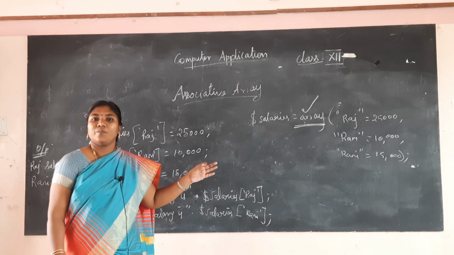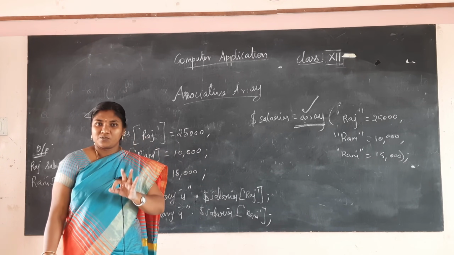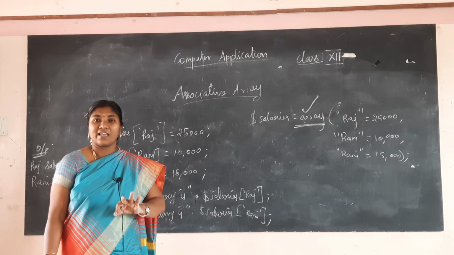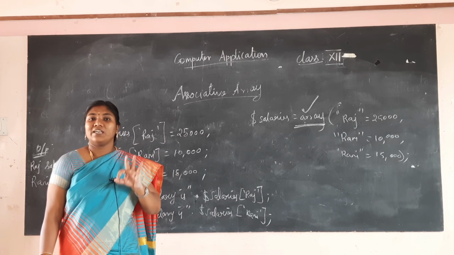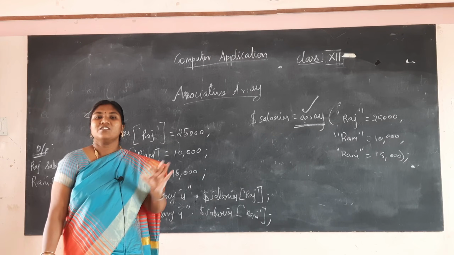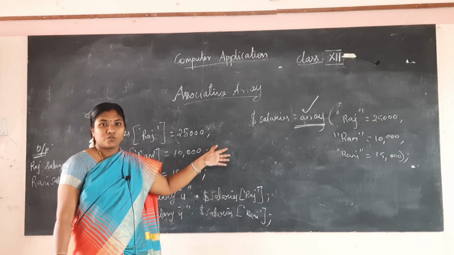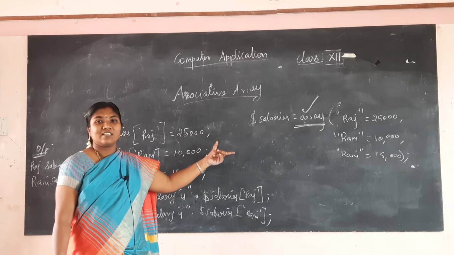Okay, so I think you will be clear with this. There are three types of arrays: index array, associative array and multidimensional array. In the last video I spoke about the index array and multidimensional array. In this video we have seen the associative array. So please note it down and be clear with these three types of arrays.